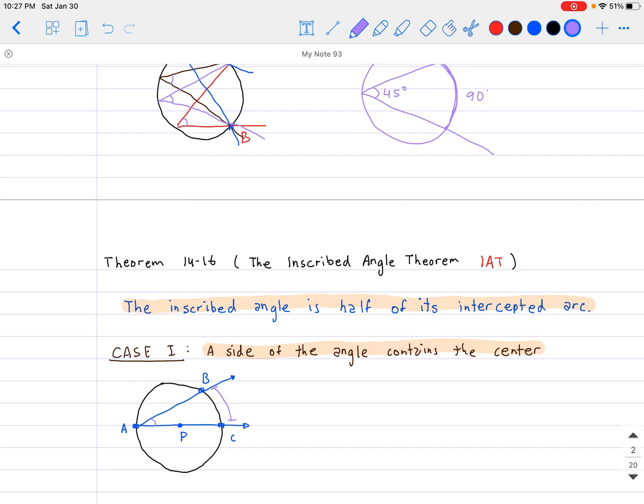So let me go ahead and use a new symbol right here. We'll call it theta for right now, okay? Since the measurement of arc BC is theta, then that means that the central angle BPC is also equal to theta, because if you remember, the central angle and the measurement of the arc are congruent to each other.